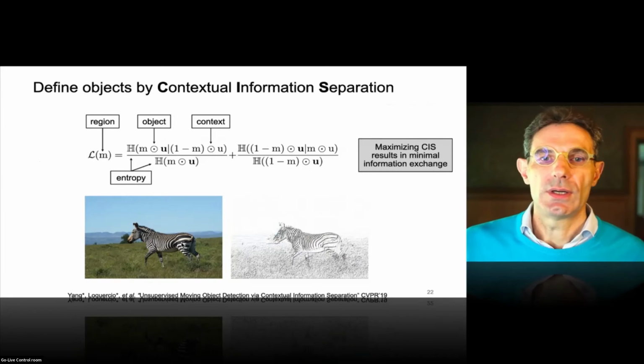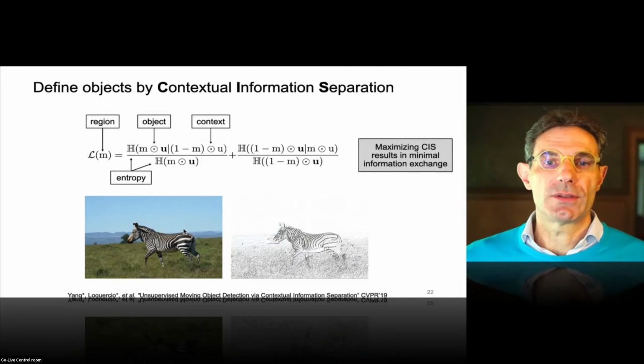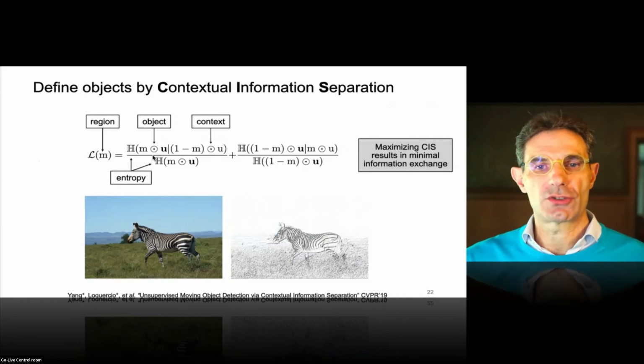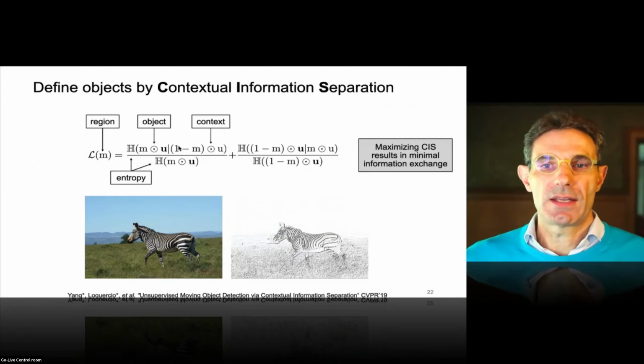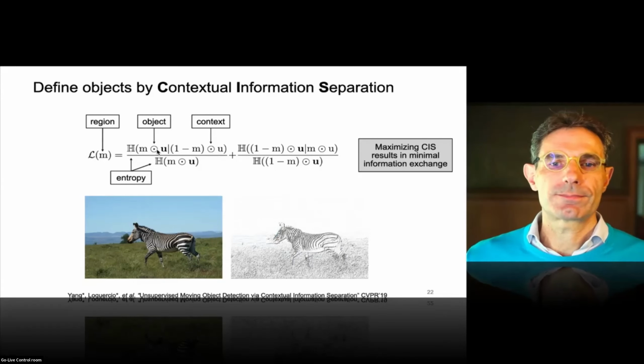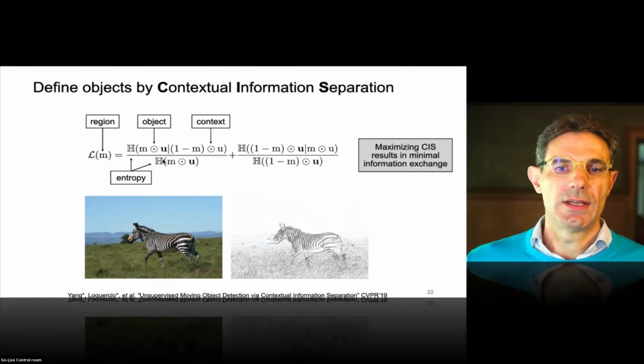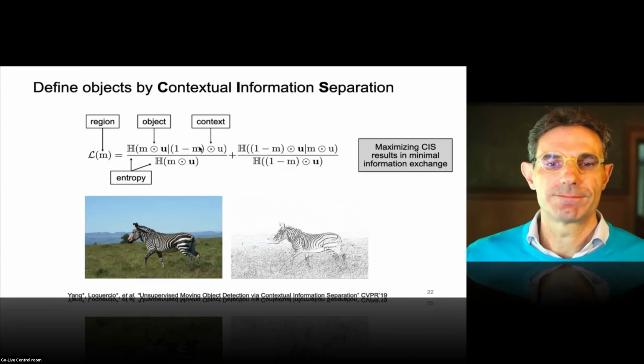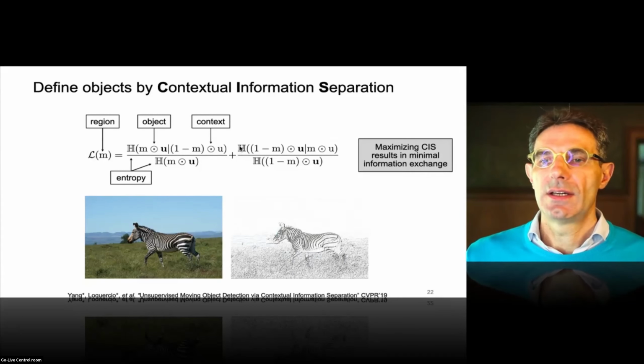Now, there is an information theoretic interpretation, as the principle looks for regions that are as uninformative of their complement as possible. This is called the contextual information separation principle. It can be applied to any function U of the image, for instance, grayscale, color, optical flow, histograms of statistics, your choice. The first term tries to compute the entropy of the inside of a mask M given the image, or the function of the image, outside, normalized by the uncertainty inside. And the second term tries to do the same for the complement.